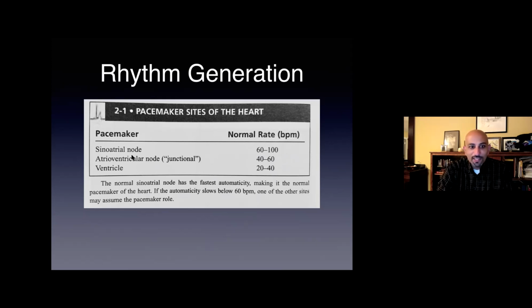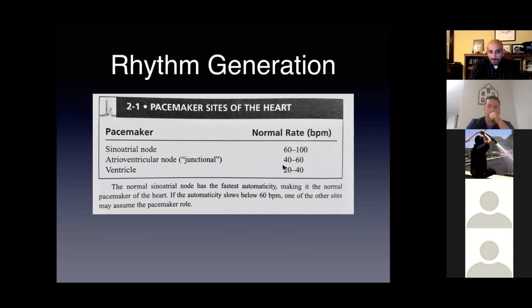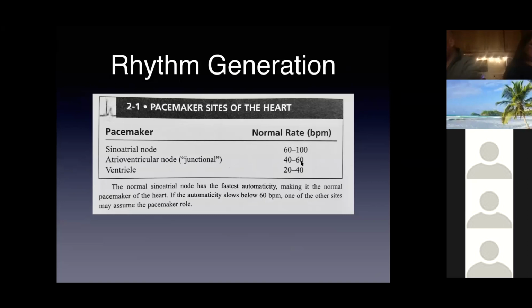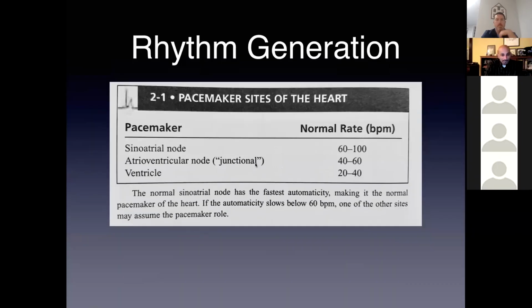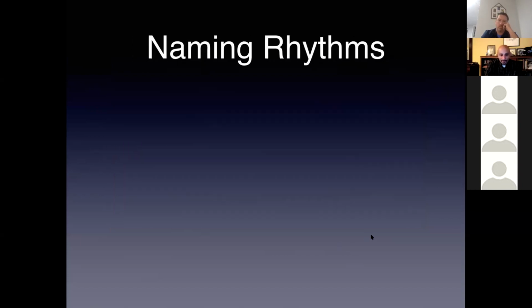If there's some disease in the SA node where it stops doing its thing, well, what's going to happen? You'll have nothing here, and the AV node will kick in because it's the next fastest thing, and it goes at 40 to 60 beats a minute. If there's some problem with the AV node and the SA node, then the ventricle will kick in, at a rate of 20 to 40 beats a minute because it happens to be the fastest pacemaker. So if someone's sinus rate slows below 60, sometimes their AV node will pick up and we'll get a different rhythm. So we'll talk about that.